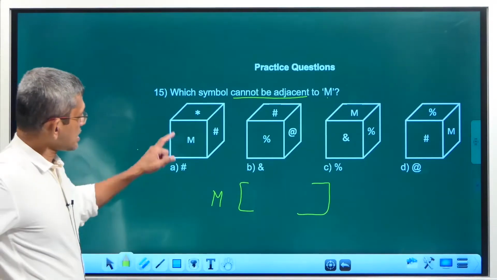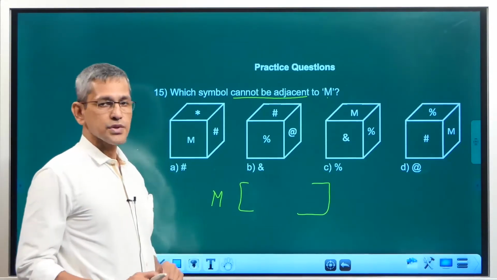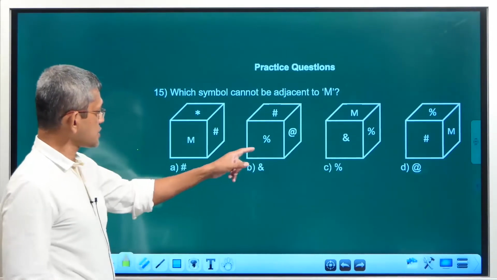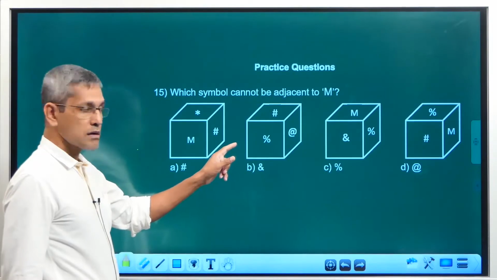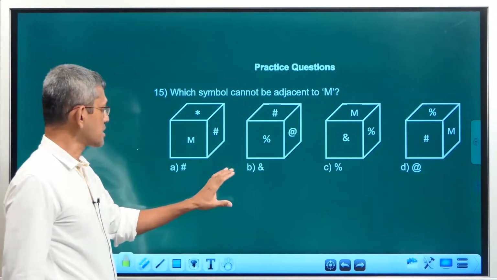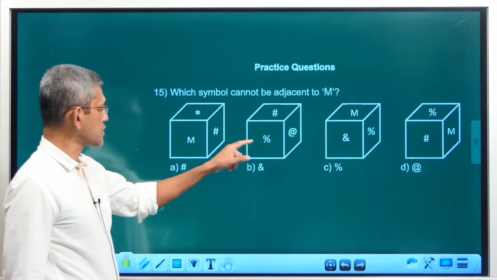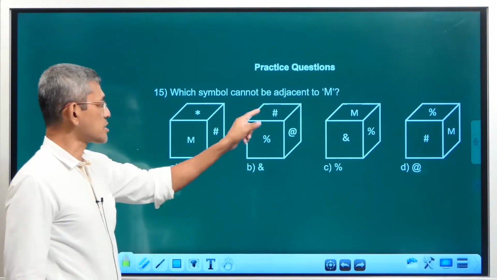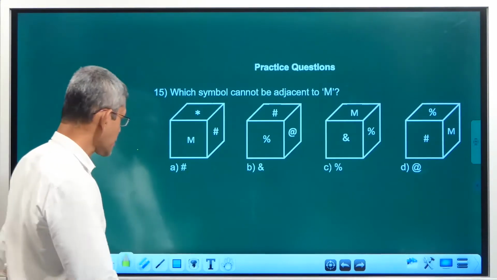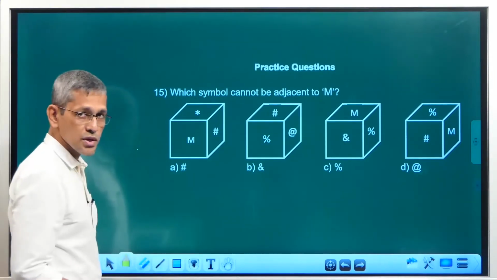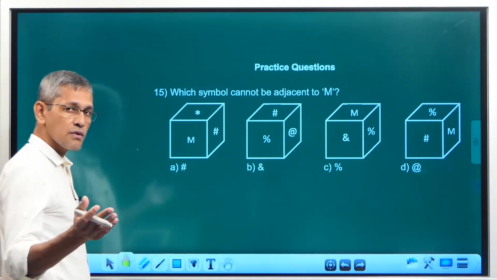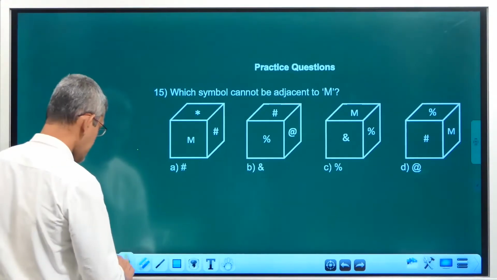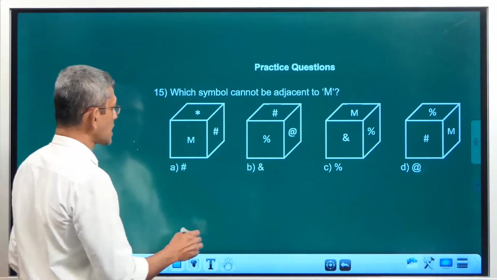Let's look at image number 1 and image number 2. Is there any common element? We have a star here, but we don't have a star there. We have M here, but we don't have M there. But we have a hash. So hash is common, and it is not at exactly the same position. So which rule do we have to go for? 1, 2, 3, 4, 5. Rule number 4. So we have to go for rule number 4. How do you apply rule number 4?